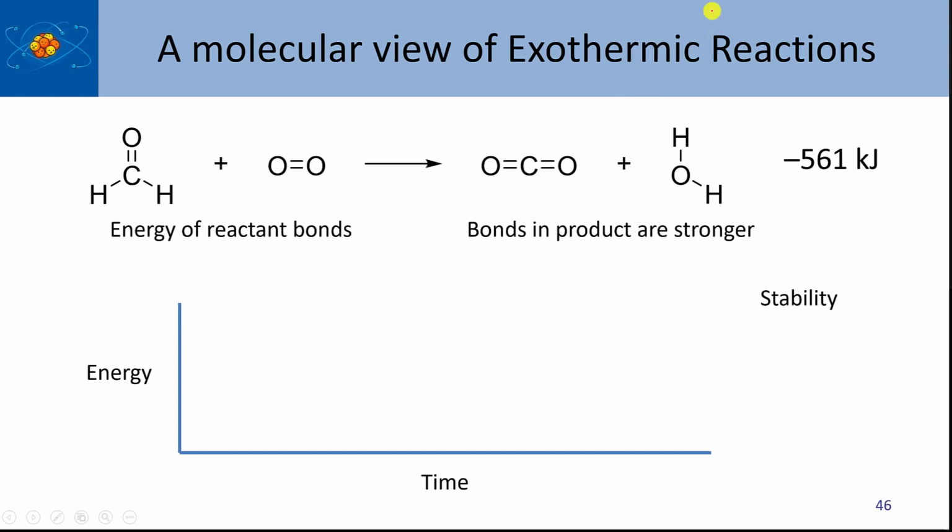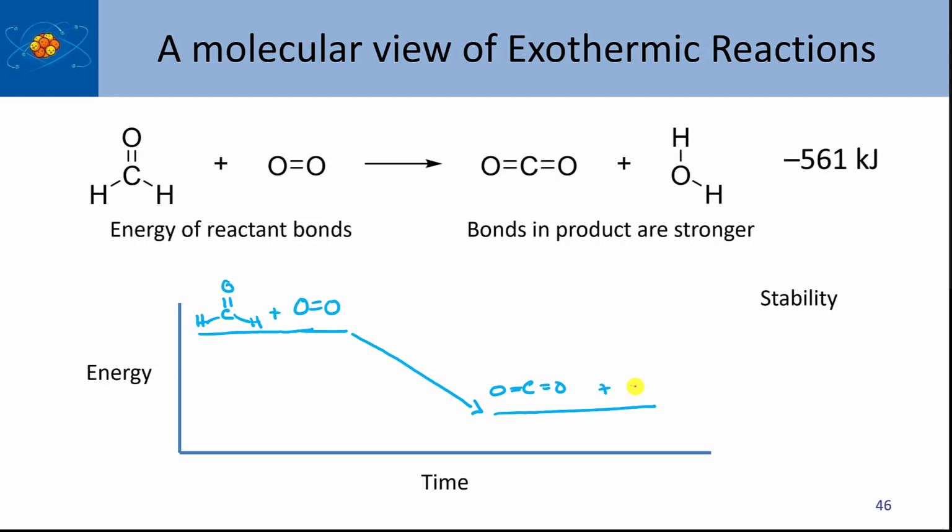So the way that we think about it is that the energy of the reactants is higher. So this is my formaldehyde plus my oxygen. And then over time, what happens is it's transformed into the products, which is my C double bond O, my carbon dioxide, and my H2O, like this. This difference in energy is negative 561 kilojoules for this reaction per mole of formaldehyde, okay?